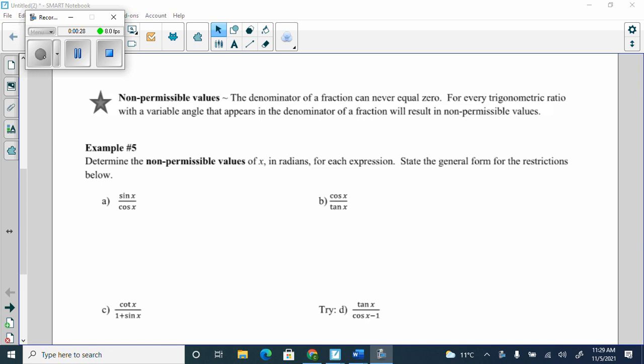Okay? So let's look at the first one. It says, determine the non-permissible values of x in radians for each expression. State the general form for the restrictions below.